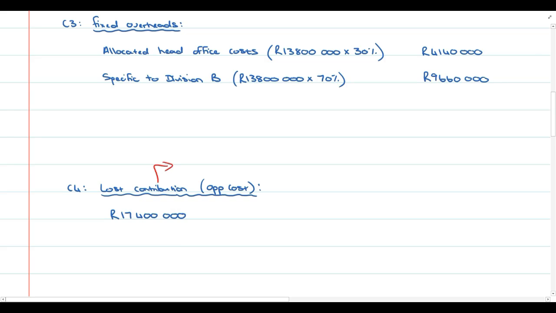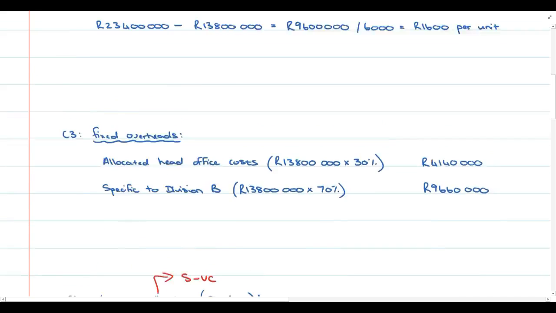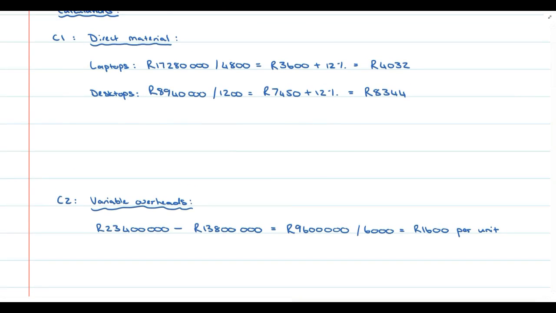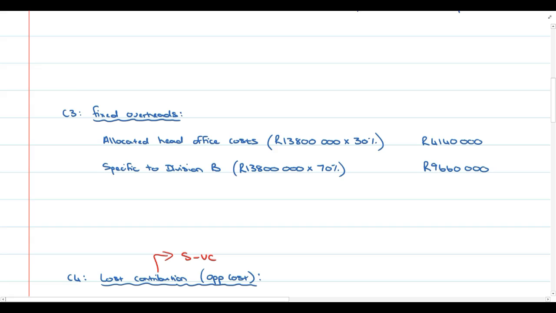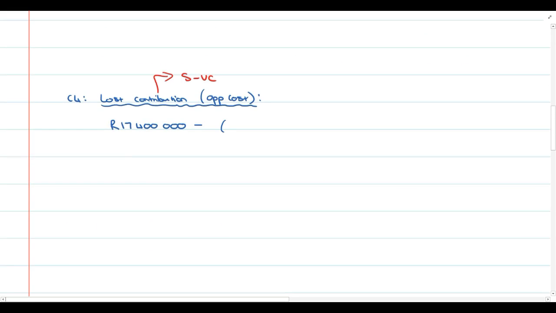Then how do we calculate contribution? Remember, contribution is sales minus variable costs. So what are the variable costs? The first variable cost we have is direct material. Now be careful. The direct material cost is going to increase by 12%, or it has increased by 12%. So the cost per unit is 8,344 Rand. So that's what you need to use in your calculation over here. So that's the variable cost per unit, the material cost per unit.